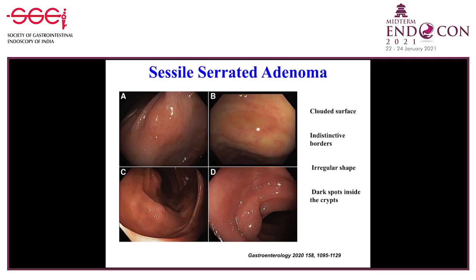Okay, so now there has been quite a bit of interest in this particular area, and a few features are emerging which can help us in predicting that the polyp is most likely to be a sessile serrated adenoma. So these features include a clouded surface, as you can see in image A. Then the border may not be very distinct from the surrounding mucosa as seen in image B. The surface may have irregularity, which you can see in image C. And finally, there may be dark spots inside the crypts as you see in image D.